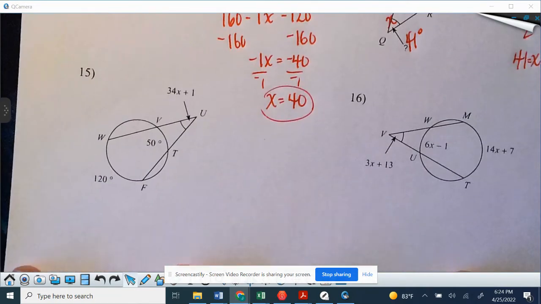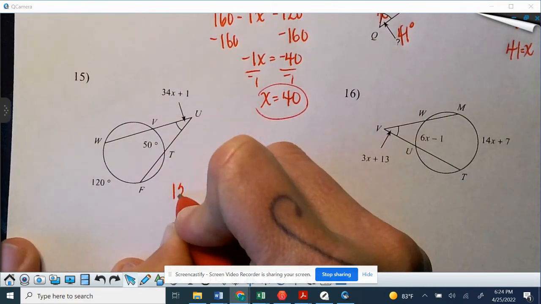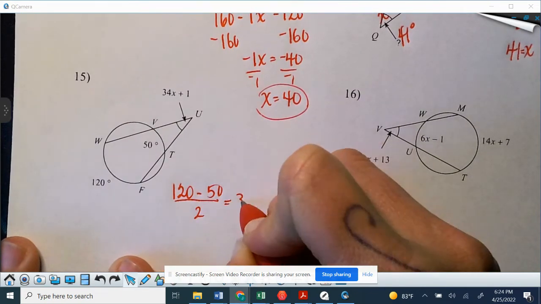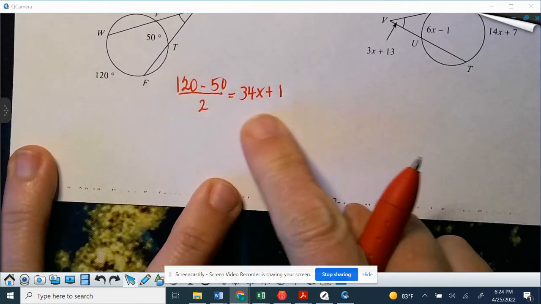All right, another fun algebraic one. Again, I challenge you to pause your video because this one's not too bad. Most of the math is pretty straightforward as long as you remember what to do. So we're going to subtract. So arc minus arc divided by 2 equals 34x plus 1. So not much different, but you just have 2 terms on this side.